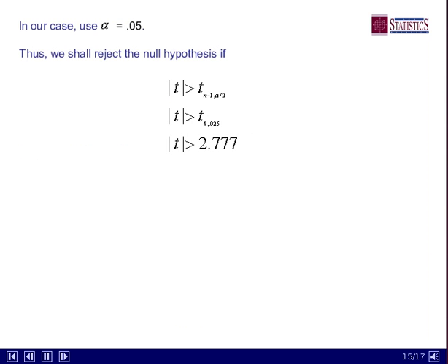In our case, we'll go ahead and use 0.05 again, and we will reject the null hypothesis if, when we run through that t and look it up on a table or in a computer, we get 2.77. So that distance to variation ratio now has to be bigger than 2.77.